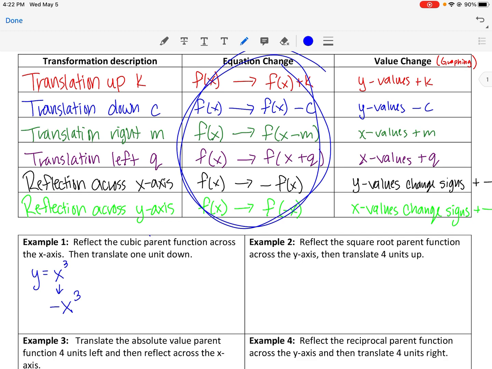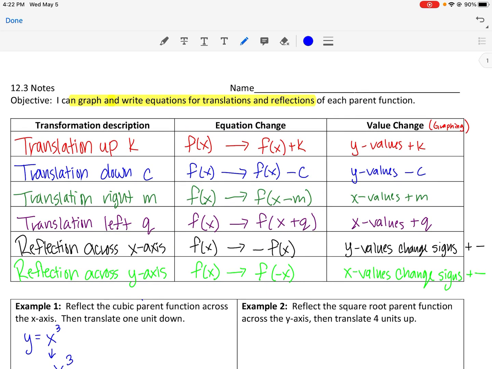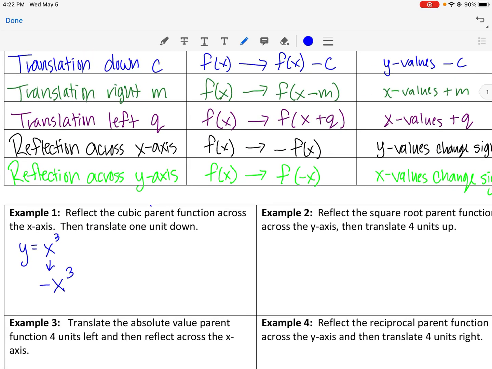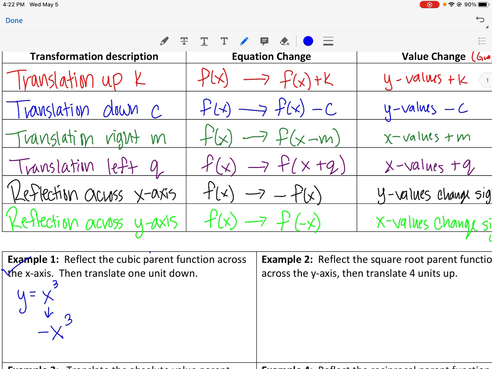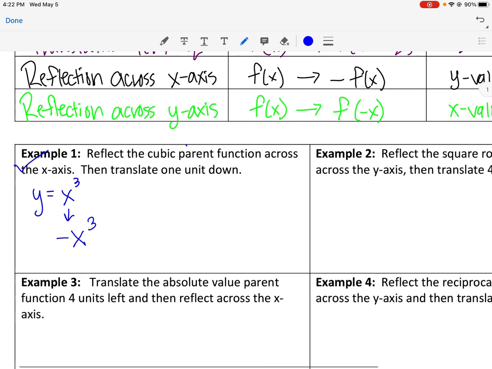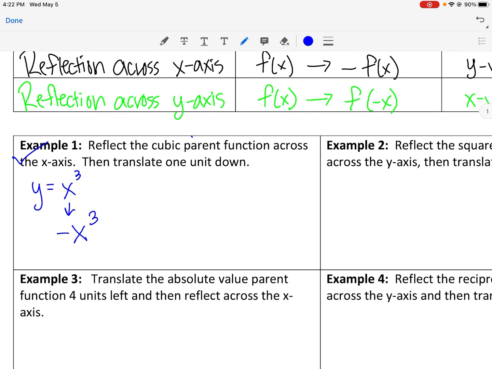So this section right here is what we're going to be using to write our equations. So we reflected across the x-axis, check, we did that, and then translate 1 unit down. So if we go 1 unit down, this is down. So whatever we go down, we want to change from f of x into that function minus however many we're going down. So we take this function that we have, and we just put minus 1 because we're just going down 1.